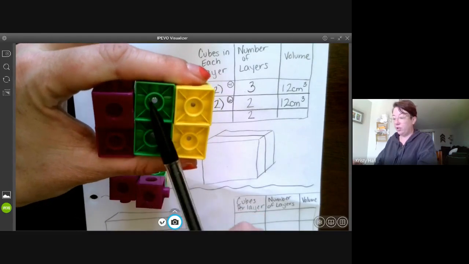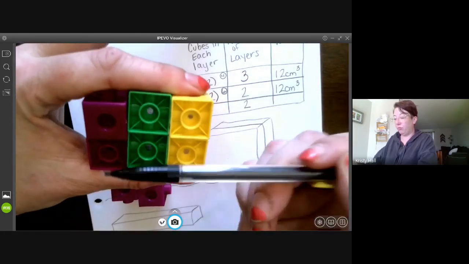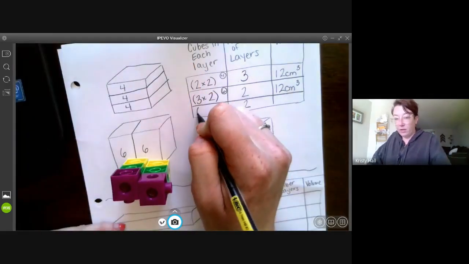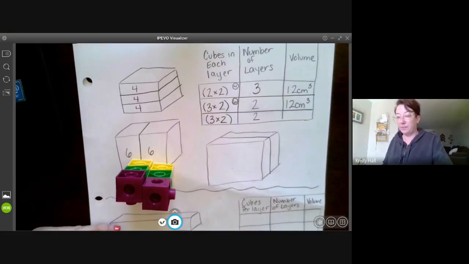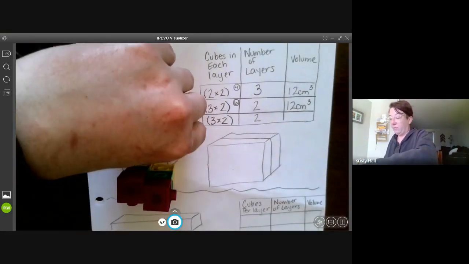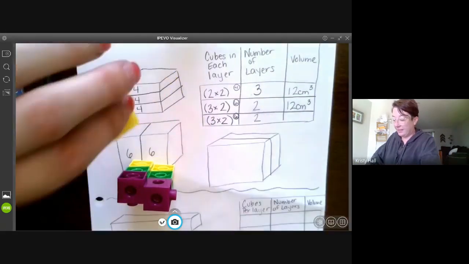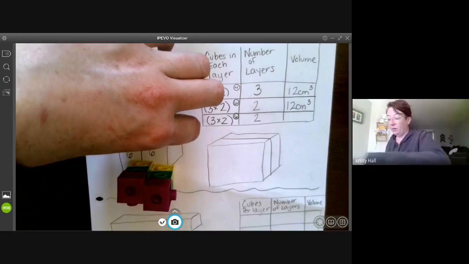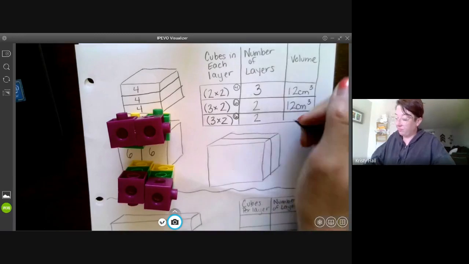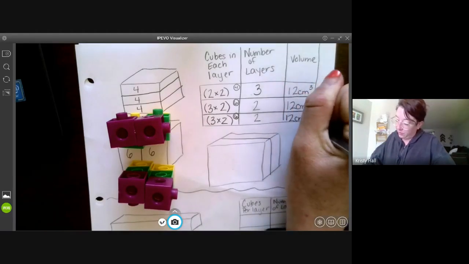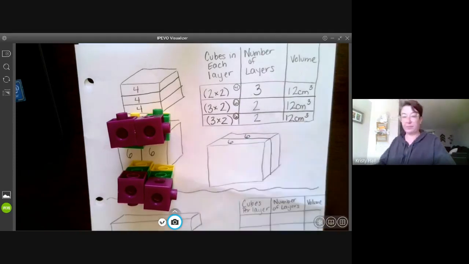So I have 1, 2, 3 times 2. I have 2 rows of 3. So over here, again, I'm doing 3 times 2, and I had 2 layers. So when I did 3 times 2, I see that I have 6 blocks in 1 layer. There are 2 layers, so 6 times 2 is 12 cubic centimeters, and I'm going to label that in my diagram.